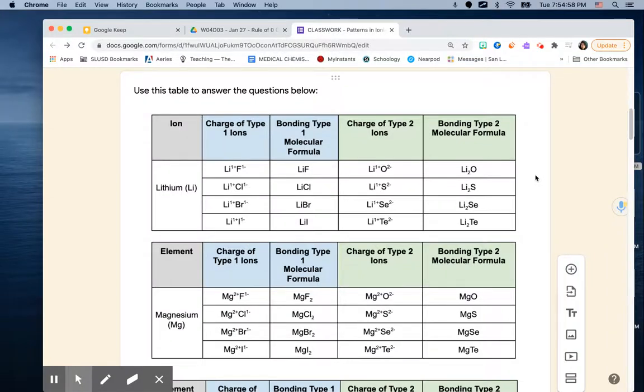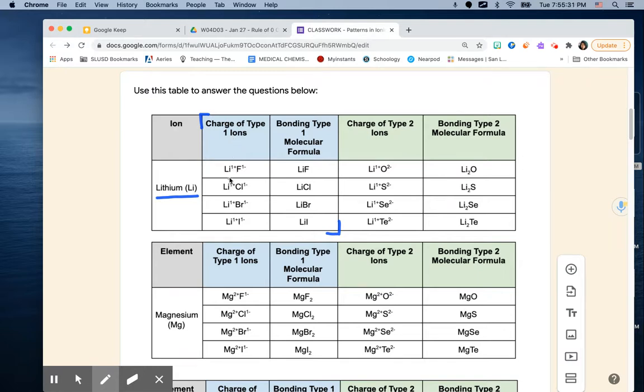Hi, so in this video, we're going to talk about some hints and tips on how to look for patterns in ionic bonds. So you're going to notice all these tables here, and notice for each table, we're looking at one specific element. So I'm going to start with lithium here, and you might notice that these two columns in blue go together. So I want you to notice that in this first column, it's charge of type 1 ions.